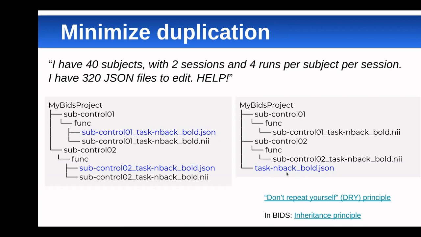The idea is that all the metadata that's related to this NBAC task that you find at the root of the data set will be inherited by all the files that you find in subfolders. So you know that the NBAC information in here will apply to both this one and this one. And that's the principle that some of you may have heard of when it comes to coding, where you should just not repeat yourself and only say things once if you can.